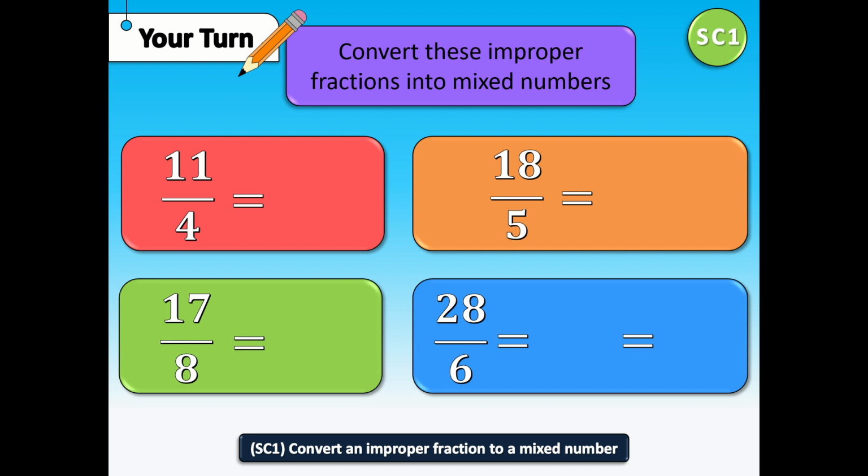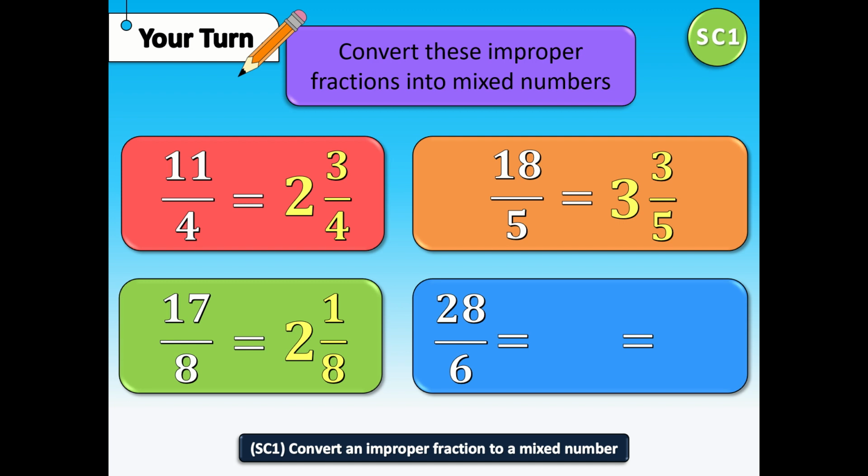So for the red question, 4 goes into 11 twice with 3 left over. So our answer is 2 3/4. On the orange question, 5 goes into 18 3 times with 3 left over. So it's 3 3/5. On the green question, 8 goes into 17 twice with 1 left over.